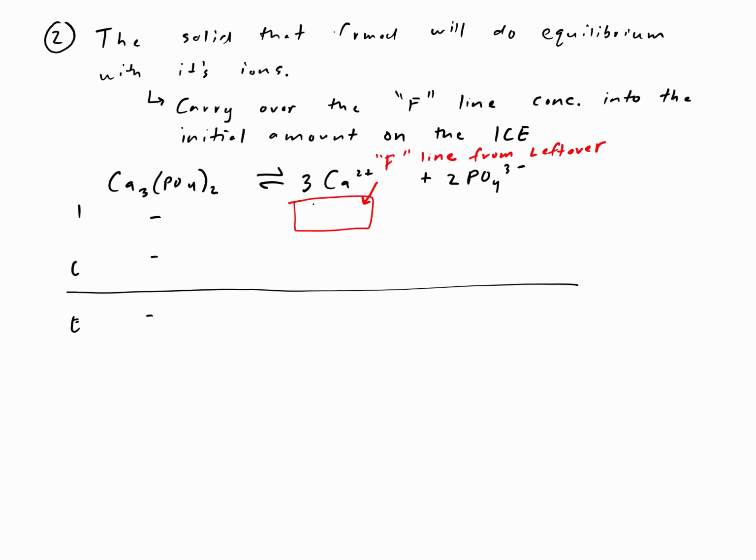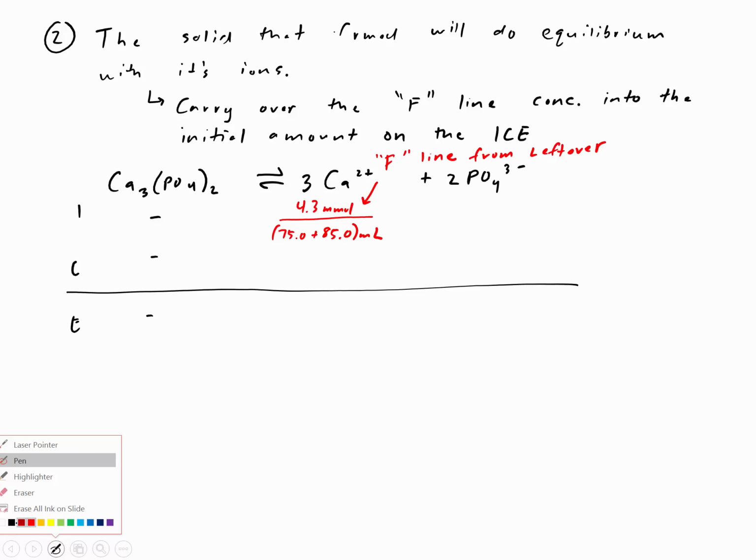Okay, and this amount was 4.3 millimoles. This amount was 4.3 millimoles. And now you have a new volume because it's been mixed, so it's going to be additive. The two volumes are added. It's going to be 75 plus 85 milliliters here. So that's where that number came from.